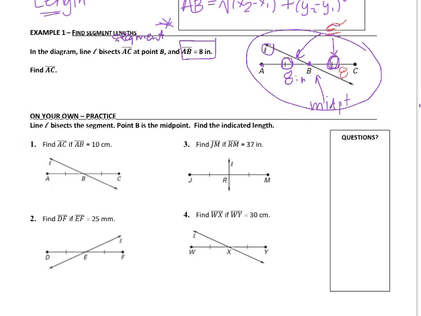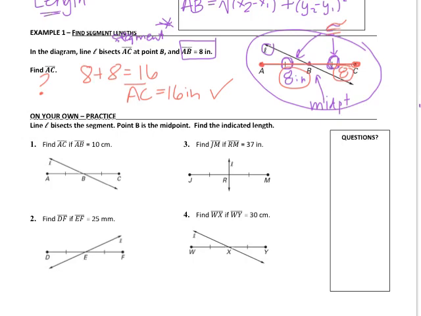and the question is asking us to find AC. Well, A is the endpoint of the long line, and C is the endpoint of the line segment as well. So we have 8 and we have 8. So 8 plus 8, that means that AC is 16 inches.